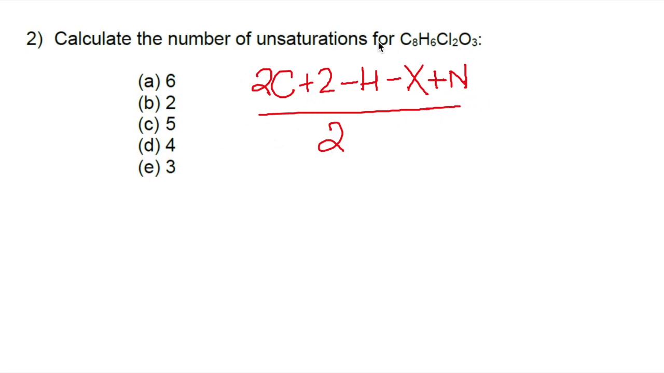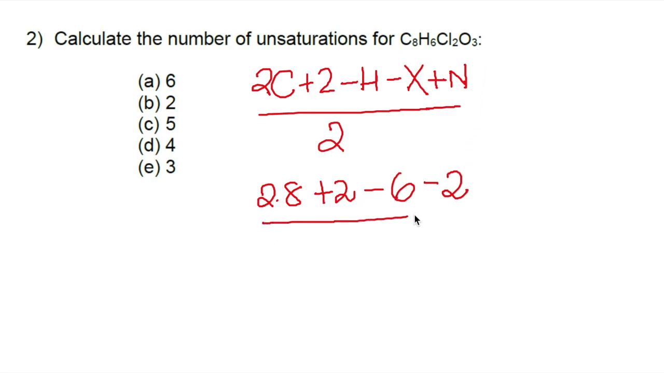So if we apply this formula to the molecular formula we are given, it's 2 times 8 plus 2, minus the number of hydrogens, which in this case is 6, minus the number of halogens, which in this case is 2. The oxygens don't count, and we don't have nitrogens, and then we divide that by 2. So it's 10 divided by 2, that's 5. So the answer is 5.